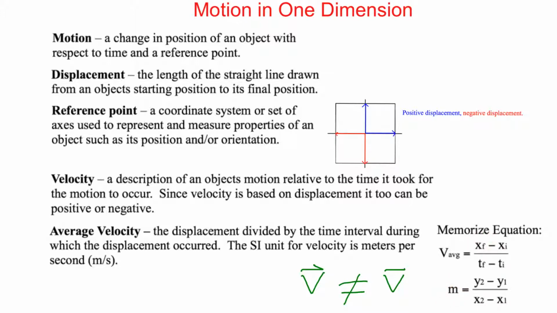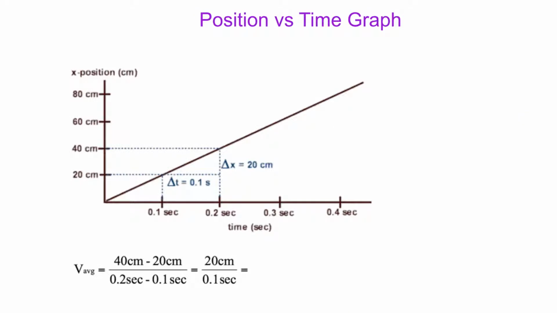X final is the second position, x initial is the first position, and then you have the second time and the first time, which gives you average velocity. That means that if we were to plot points on a graph, graphing position versus time, the slope of that line would be the velocity of the object that we are graphing the motion of. So let's take a look at that. Alright, we have a position versus time graph.